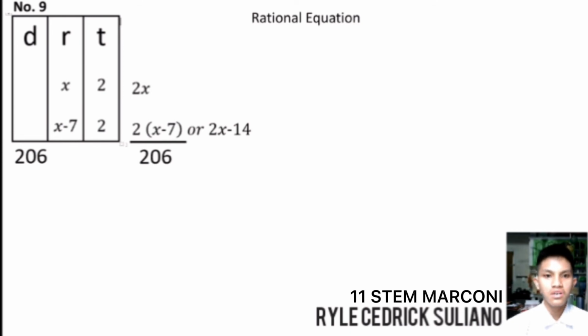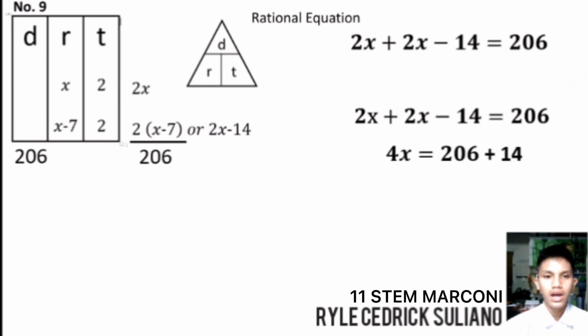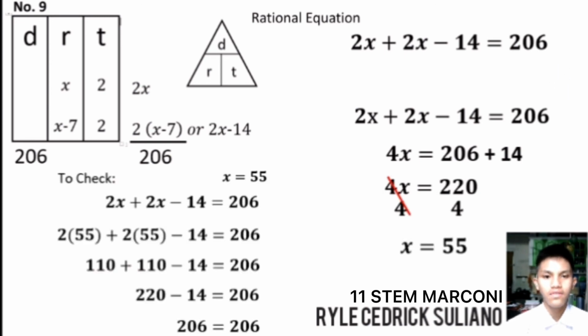You may use the d, r, t triangle. Now multiply r and t. We have now 2x and 2 times the quantity of x minus 7, or 2x minus 14. Our equation will now be 2x plus 2x minus 14 is equal to 206. Combine like terms, 2x plus 2x is 4x. Transpose negative 14. We have 206 plus 14 is equal to 220. Divide both sides by 4. x is equal to 55. To check, just simply substitute the value of x to our equation. Therefore, Mr. Santa's speed in the first part of the trip is 55 kilometers per hour.